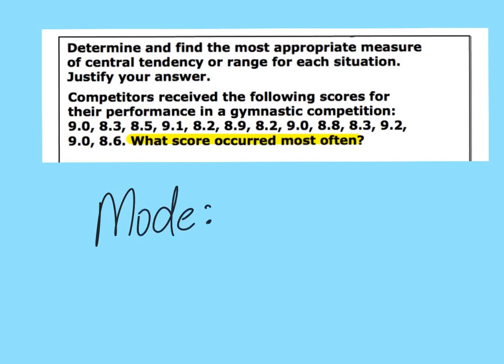So when we look at these scores, I can see that I have, let's get a highlighter up with a better color. There we go. 1, 2, 3 9s. That's the only value that occurs 3 times, so the mode is 9 for this problem.